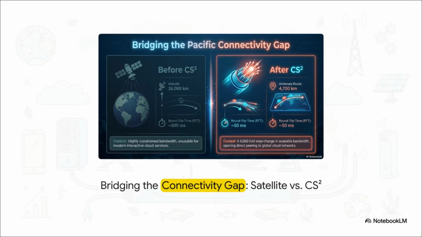So, what was the situation on the ground? Historically, the Southwest Pacific faced a pretty stark problem-solution dynamic. Papua New Guinea and the Solomon Islands were totally reliant on geosynchronous satellites, orbiting 36,000 kilometers up in space. This created a severely constrained environment, with an RTT of roughly 500 milliseconds, which is incredibly slow for modern needs. The solution? The deployment of the Coral Sea Cable. This established a 4,700-kilometer direct undersea route. It engineered a staggering 6,000-fold step change in available bandwidth and absolutely slashed RTT down to sub-50 milliseconds. It fundamentally unlocked direct peering to global cloud networks.